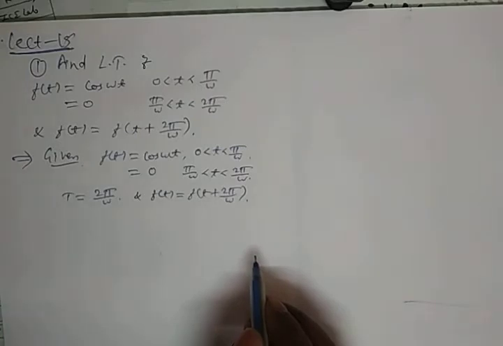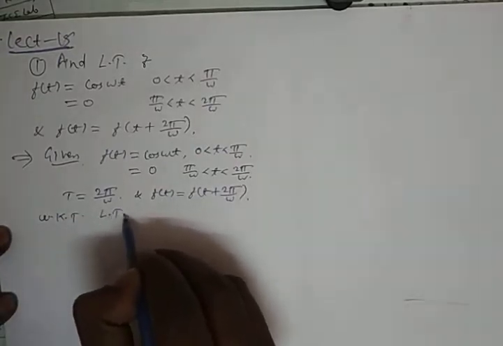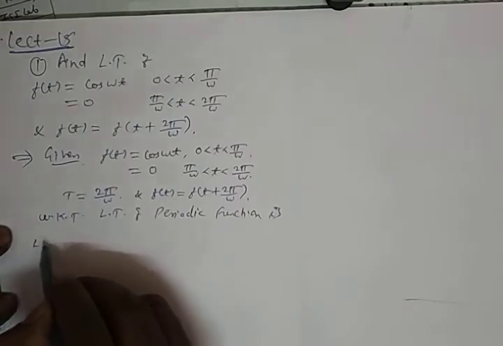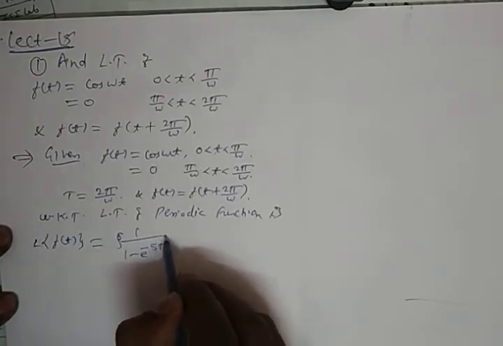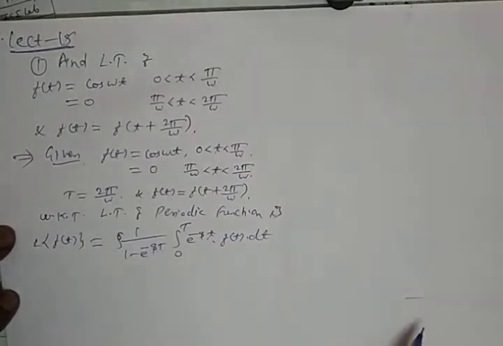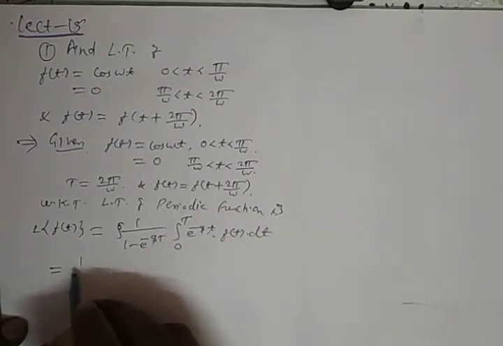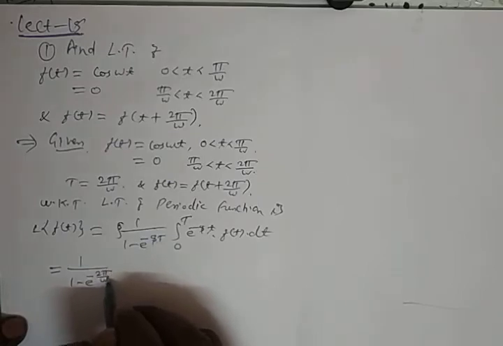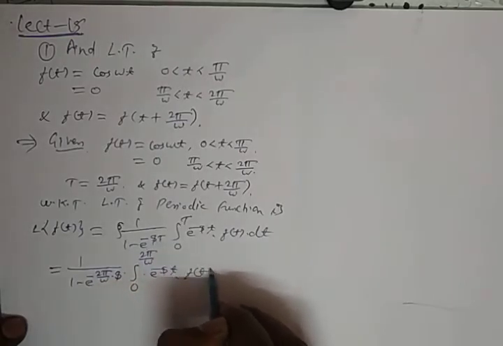Now we know that this is a periodic function. So we know that the Laplace transform of a periodic function is given by Laplace transform of f of t is equal to 1 upon 1 minus e raised to minus sT, integration from 0 to T of e raised to minus st into f of t dt. Now if you simplify this, put the values of the period and f of t: 1 minus e raised to minus the period 2 pi by omega into s, integration from 0 to 2 pi by omega of e raised to minus st into f of t dt.